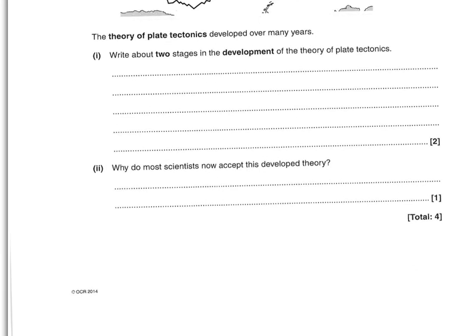Why do most scientists now accept this developed theory? And that's because the research that has now been done supports the theory, or there's more evidence to support it, or you could say any example of extra evidence, so there's similar fossils in South America and Africa, or that the continents look like they fit together like a jigsaw, so any of those.